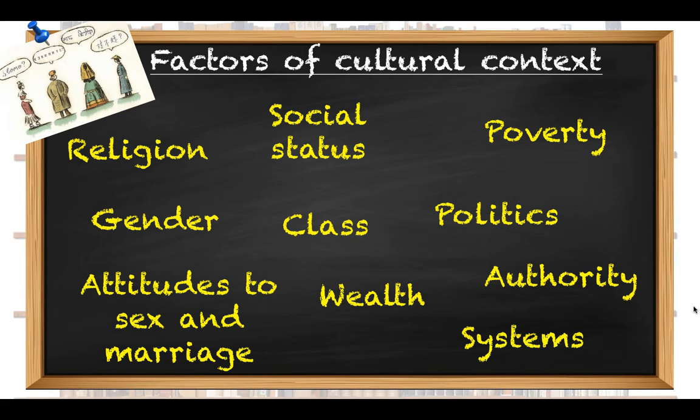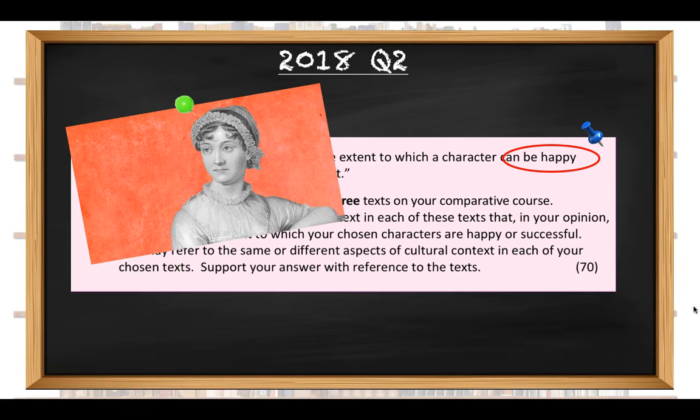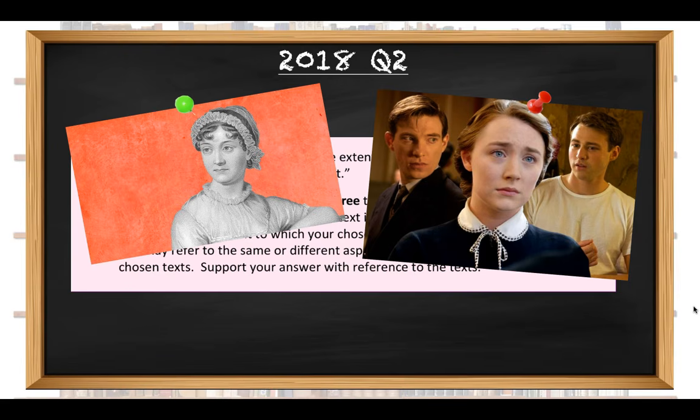Let's take a look at some of the recent cultural context questions that have come up on the exam paper. Question 2 from 2018 asks you to compare the aspect of cultural context in each of the texts you've studied that most impacts on the happiness or the success of a central character. So in this question, I would be looking to identify characters who face difficulties because of society's rules or social conventions. Think the strict social code of appropriate marriages in the world of Jane Austen's Persuasion, or think of the expectations placed upon Eilish in Brooklyn by her mother and the conventions of traditional Irish society.